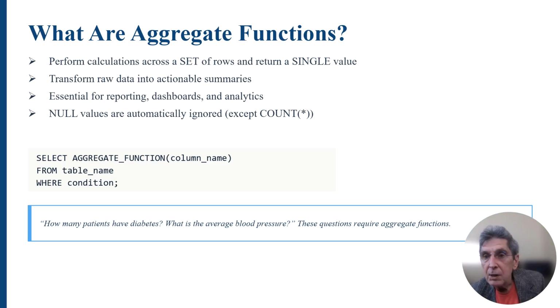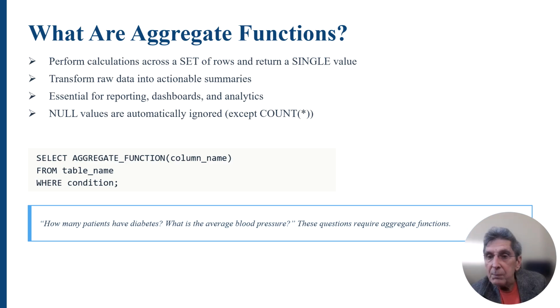An aggregate function performs a calculation across a set of rows and returns a single value. This is the core concept. Instead of getting back 10,000 rows of encounter data, an aggregate function can tell you in one number how many encounters there were, or what the average BMI was, or what the highest blood pressure reading was. These functions are essential for reporting and dashboards. Anytime you see a summary statistic in a healthcare dashboard, whether it's total patients served, average wait time, or revenue by department, there's an aggregate function behind it.